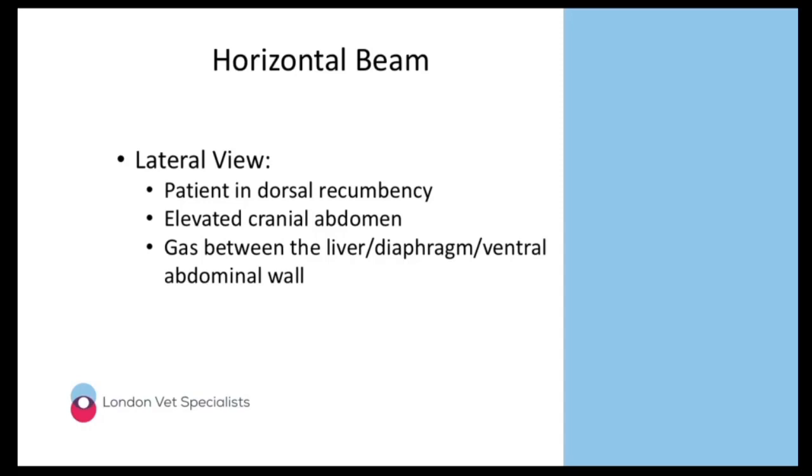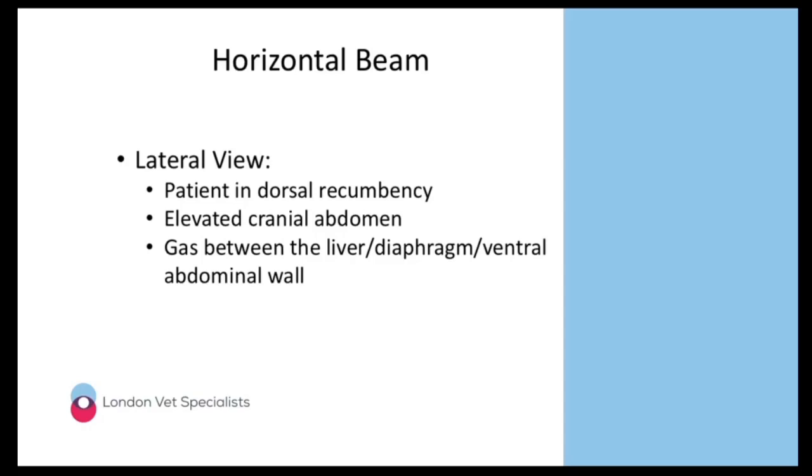There are a couple of techniques involving a horizontal beam that can make it easier to diagnose a pneumoperitoneum. The first is with the patient in dorsal recumbency, and it's effectively a lateral view. In order to increase the chances of picking up the gas in the peritoneal cavity, you can also elevate the cranial abdomen, and just as in the previous radiograph that we've reviewed, we're still looking for gas between the liver, the diaphragm, and the ventral abdominal wall.